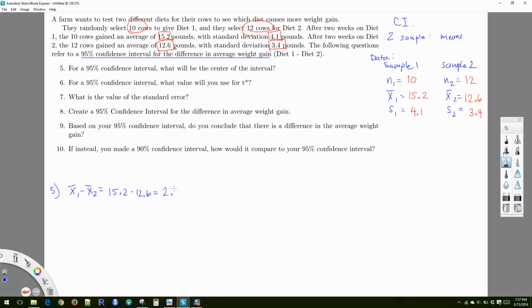So I get 2.6. Okay, for a 95% confidence interval, what value will you use for t star? Our degrees of freedom is going to be n minus 1. How many degrees of freedom do I have? My n1 is the smaller n, so I'm going to have 9 degrees of freedom, and I've got 95% confidence. So that leads to what? T star equals 2.262.